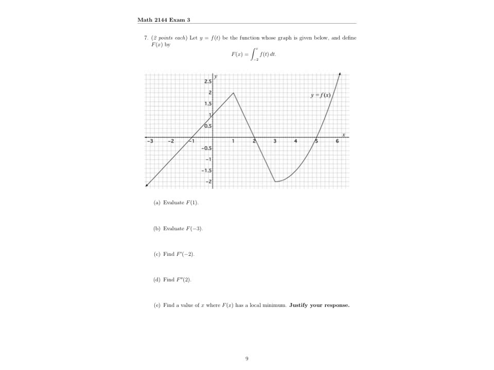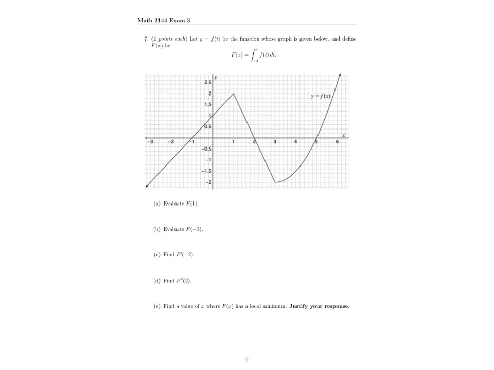Last one, I want to evaluate F of 1. So F of 1 means I'm going to plug in 1 for x into the function capital F. So that's going to be the integral from -2 to 1 of f of t dt. And that little f is this function that's here. So if I go from -2 to 1, that's going to be from here to here. And so I just need to count up that area.